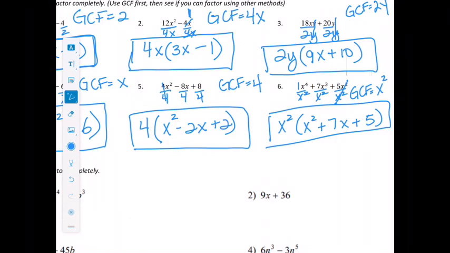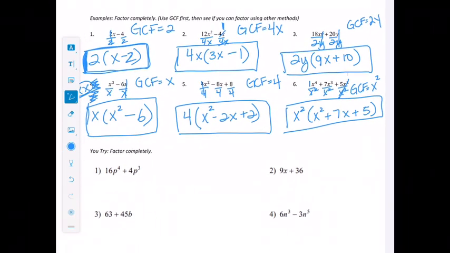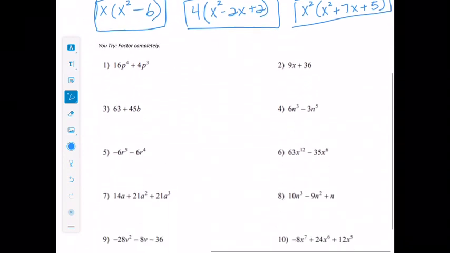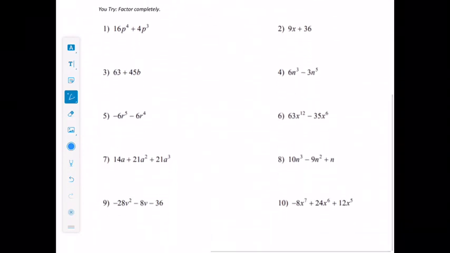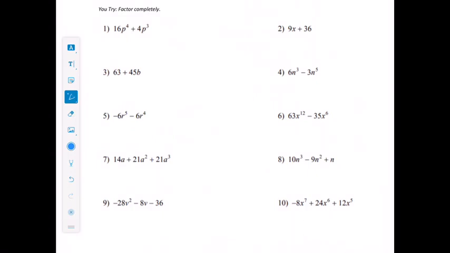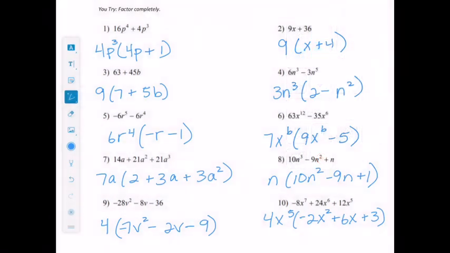All right, now that we've gone through 6 example problems together, there's a bunch of you-try problems at the bottom of this page, 10 problems. I want you to pause the video, try these 10 problems, and come back and check your work, and then you'll be done for today's lesson. Okay, so now that you've done these 10 you-try problems, you'll probably have to pause this again so you can see this screen for a couple minutes and check all of your answers.